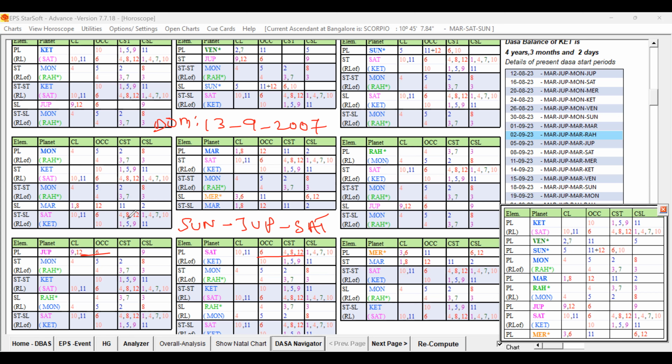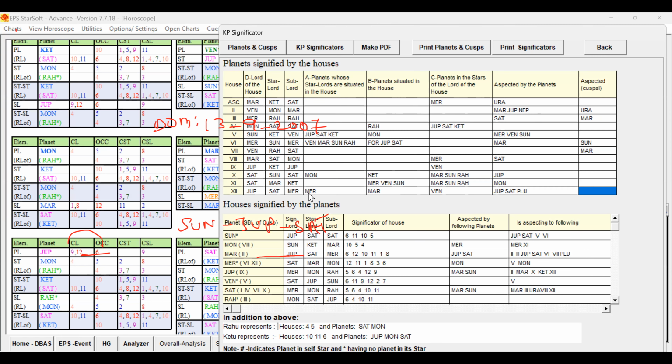And you can see that's what I said in the important findings. Let me take you to the KP significators. As per the fourfold significators, check Jupiter. Jupiter signifies houses 5, 6, 4, 12, and 9. Saturn signifies 5, 6, 4, 10, and 11. The 11 is the last grade house.